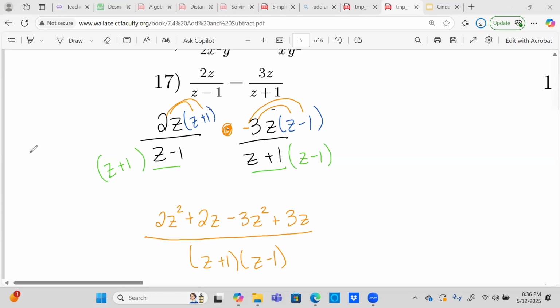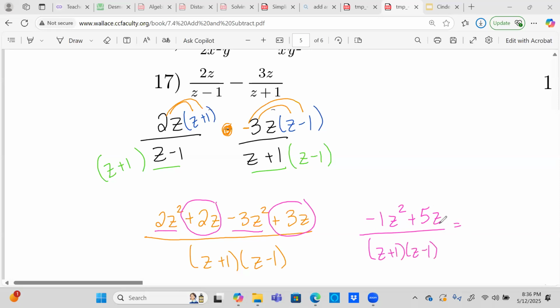That's fine. Okay, let's combine like terms on the top. 2 minus 3 would be negative 1 z squared, or just negative z squared. And then right here, 2 plus 3 would be 5 with a z. And then we still have z plus 1, z minus 1.